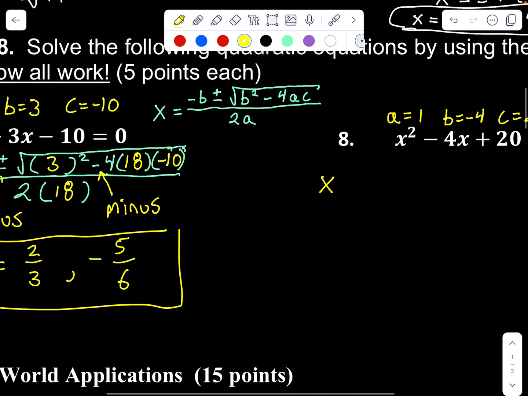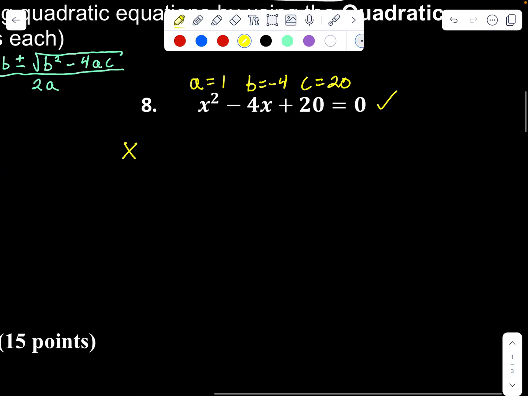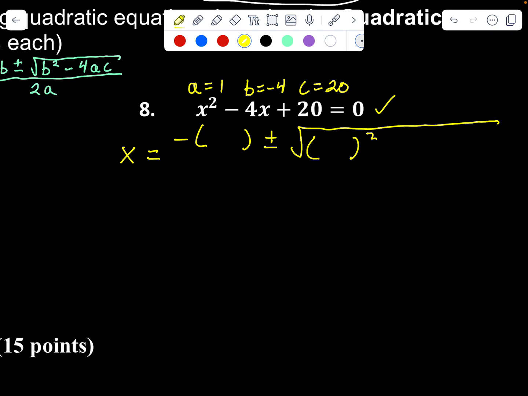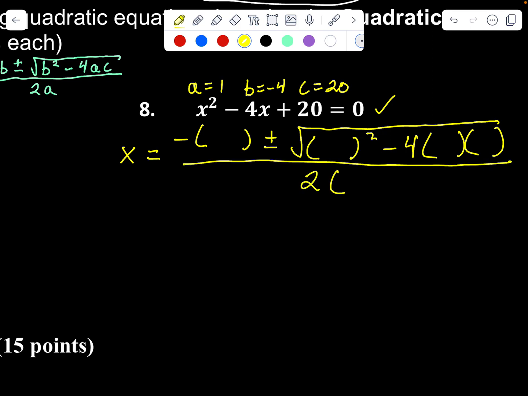How'd I get over there? Okay, rewrite it. x equals negative b, and I'm going to replace everything with parentheses, plus or minus the square root of b squared minus 4ac, and all over 2a. And then I'll go back in and fill in my a, b, c values.